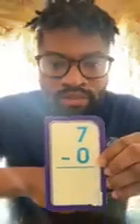Let's try it again. Here we have 7 minus 0. What do you think the answer will be? We have 7 books. We're taking away none. What is the answer? That's right, 7. Anytime you see 0 in subtraction, it's always the other number.